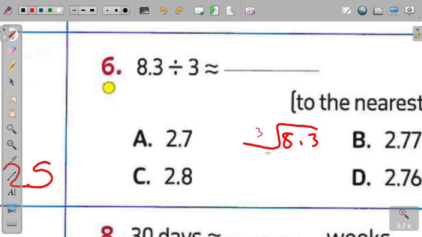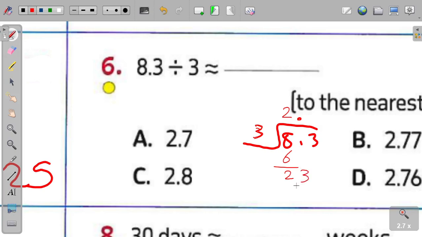So 8.3 divided by 3. 8 divided by 3 equals what? Equals 2, because 2 times 3 equals 6, and the remainder will be 2. Next, I have the decimal point, so I will put the decimal point in the quotient, and I have 3.